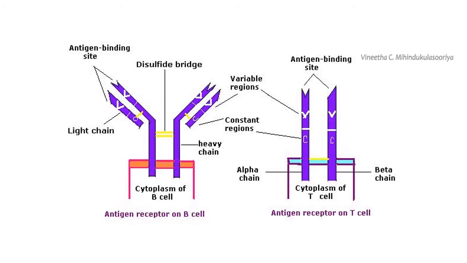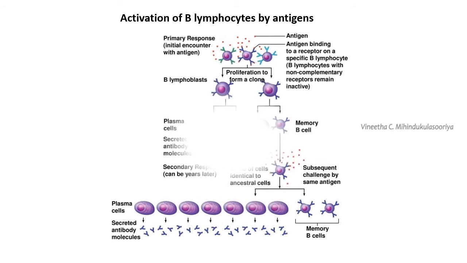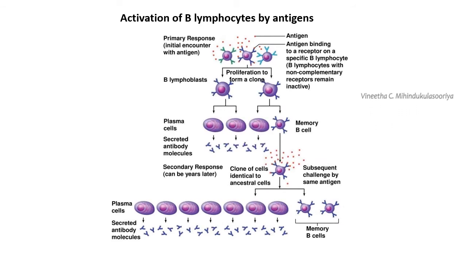When antigens bind to epitopes of B or T cells, they are activated. Activated B and T cells undergo several divisions and make clones. B lymphocytes can be activated by antigens or by helper T cells. Once they are activated, they are known as plasma cells. Plasma cells produce antibodies.